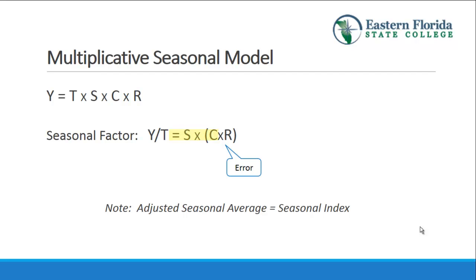Divide both sides of the equation by the trend, T. You'll see that gives us the actual sales divided by trend is equal to the seasonal effect times the combined effect of cyclic behavior and random error. Instead of using the term adjusted seasonal average as in your text, we will be using the term seasonal index. Seasonal index is much more commonly used here in the United States.